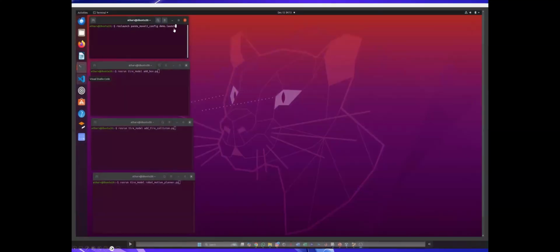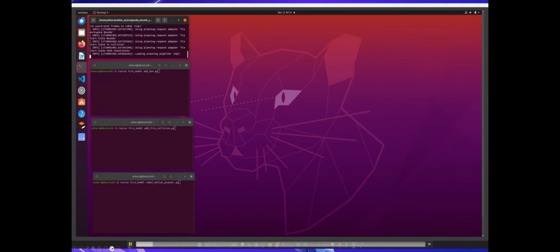So these are the four commands that I actually run after we have all the files in the places. When we started, first we launched the MoveIt Panda demo, which opens the Omica Panda robot.